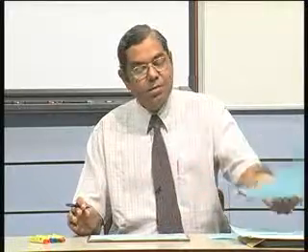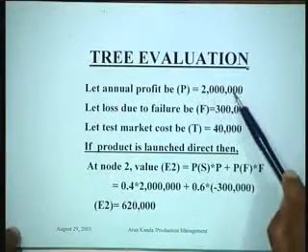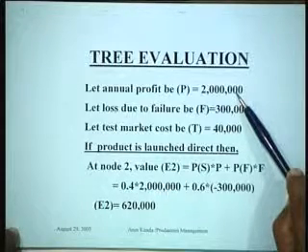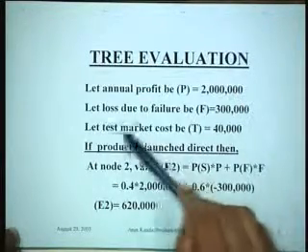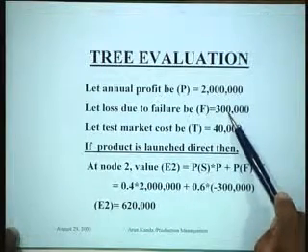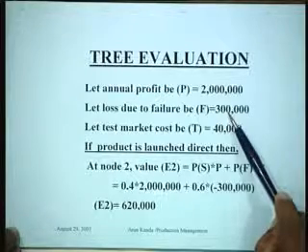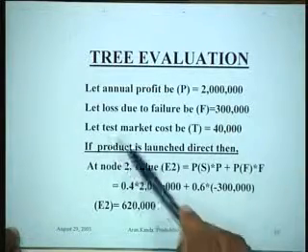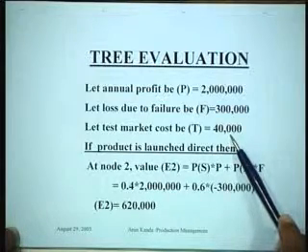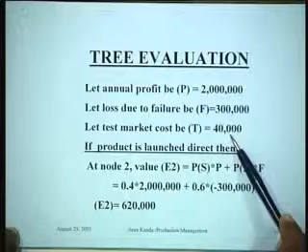So from the probability data for this case, we impose the information pertaining to the annual profits. The annual profit P is 2 into 10 to the power 6, that is 2 million rupees. The loss due to a failure is 3 into 10 raised to the power 5, that is 3 lakhs of rupees. And what we are saying is that the test market costs 40,000 rupees to organize. So this is the cost involved in conducting the test market.